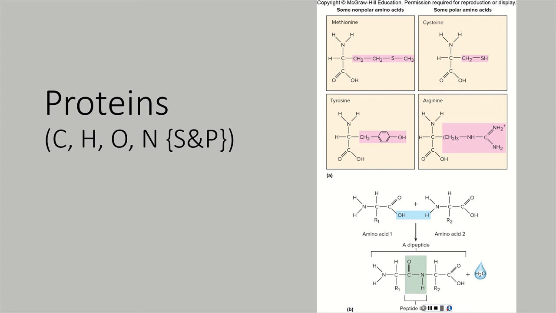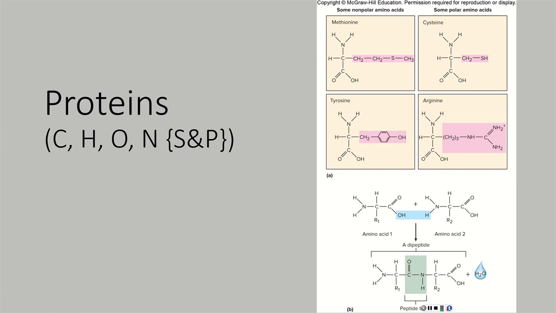Now, protein is a macromolecule that is a polymer, and it does follow the polymer-monomer scheme. Its monomers are small structures called amino acids. We see a couple of examples of amino acids here. We see methionine, cysteine, tyrosine, and arginine. And there's actually 20 different amino acids. You do not need to know any of them, although it is a good idea to know their general structure.